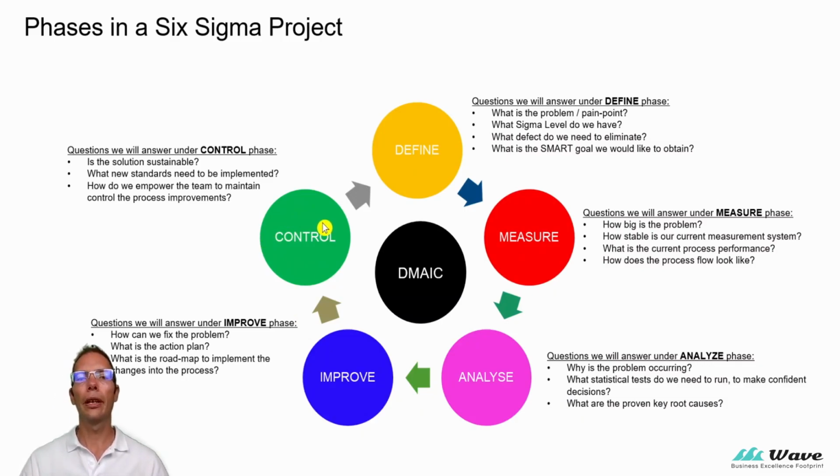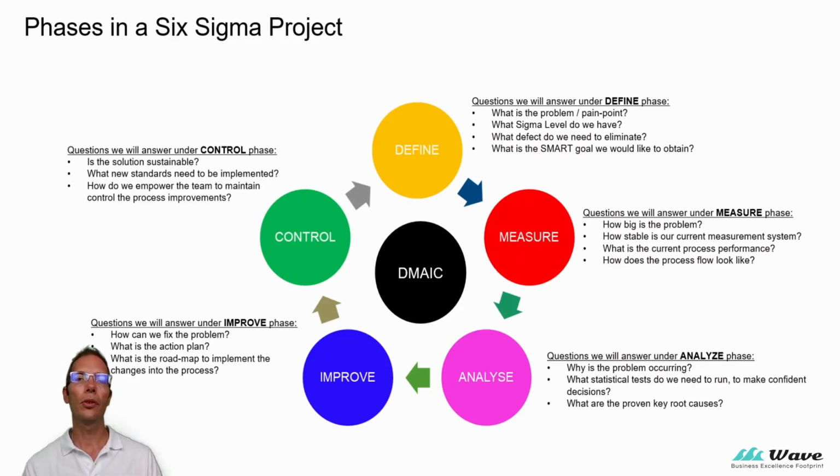The questions that we will cover in our define phase are: what is the problem, what is the main pain point that we have, and why do we actually need to start a project? The pain points are given by our client, whether the internal client or the external client. And once we know the pain point, we can set the goals and the target that we need to achieve.